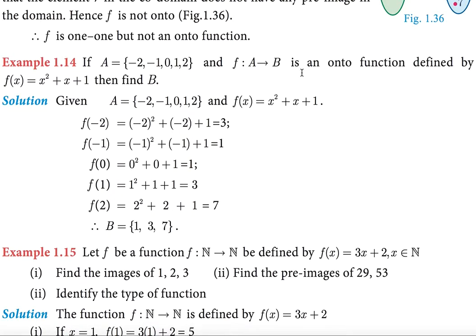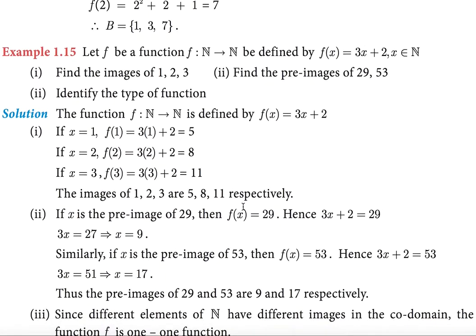A is this. A to B is an onto function defined this way. F of x is this. Then find B. You need just to substitute these values, find those values, and those represent your B. Okay, 317 or 137.